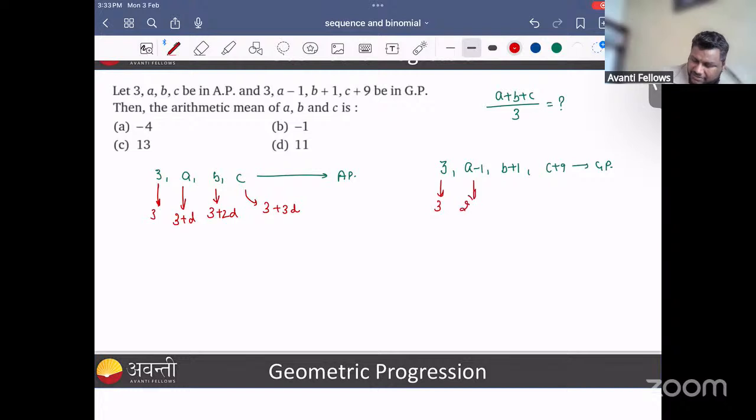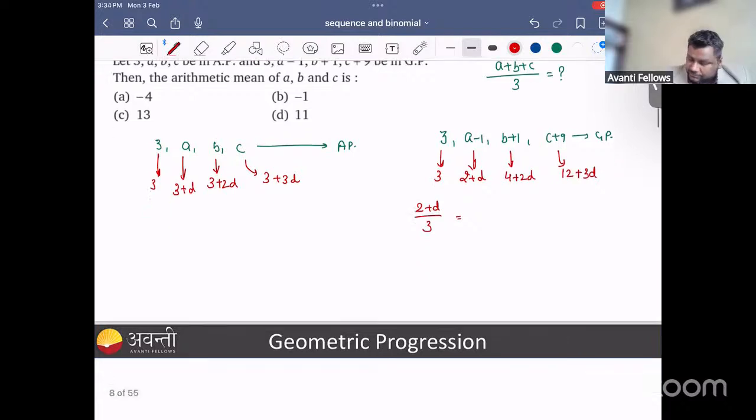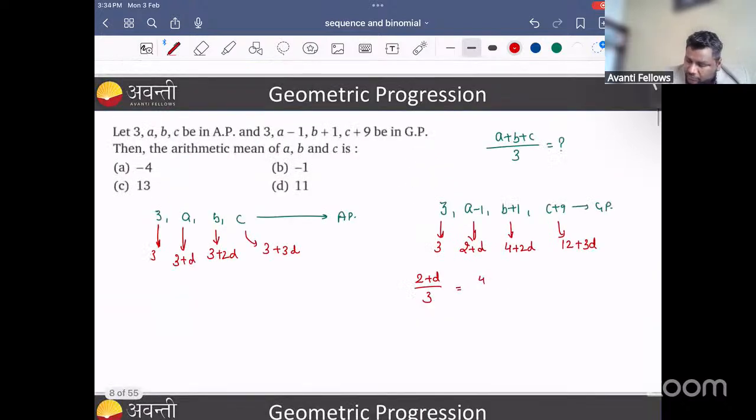A minus 1 will be 2 plus D. B plus 1 will be 4 plus 2D. And C plus 9 will be 12 plus 3D. Now they are in GP. So if they are in GP, that means (2 plus D) upon 3 is equal to (4 plus 2D) upon (2 plus D). This is also equal to (12 plus 3D) upon (4 plus 2D).